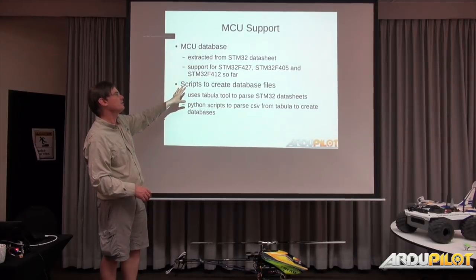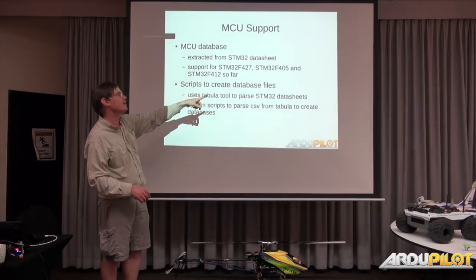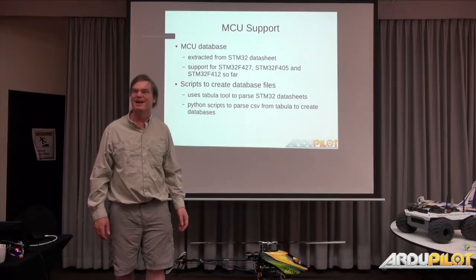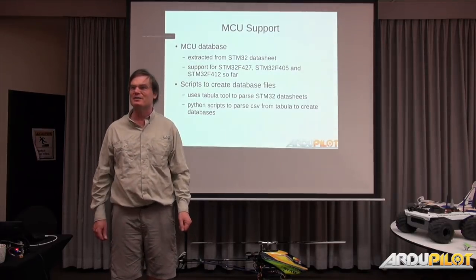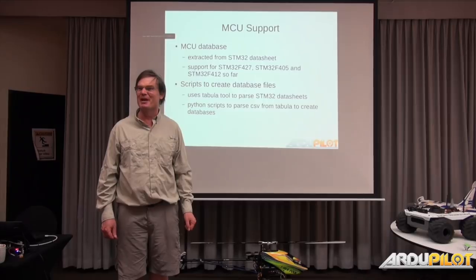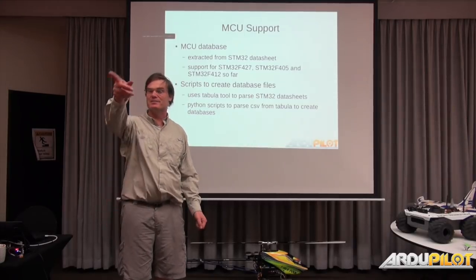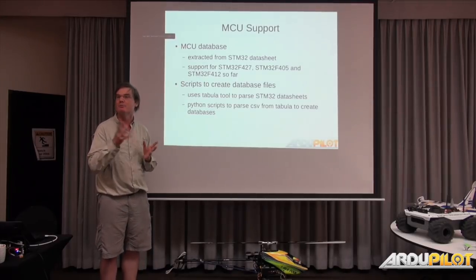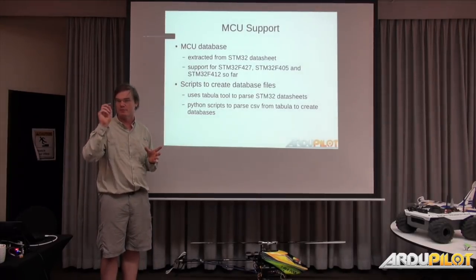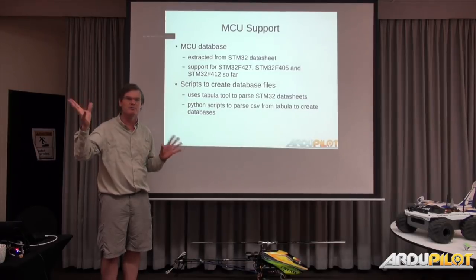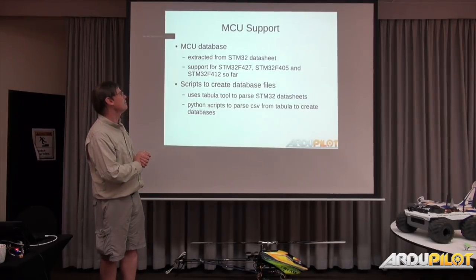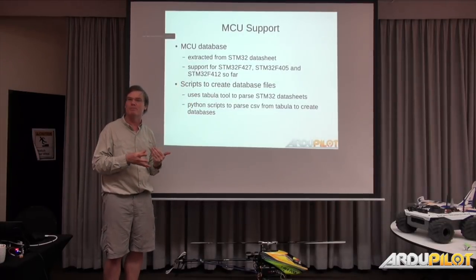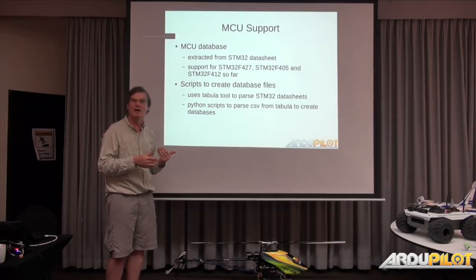We've currently extracted the database files for the F427, the F405, and the F412. There's going to be an F7 coming shortly, because Philip has decided that 7 is the new black. The new red. The 7 is the new red. So we're going to have some 7s coming along shortly, and multiple 7s, because we've got other people going to do other different 7s: 769, 745s, various other triple-digit 7 numbers. And we'll just add those and then use the same system to auto-generate the ports to those new microcontrollers.